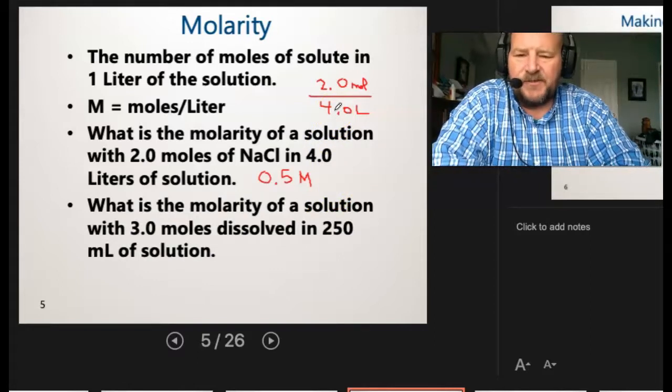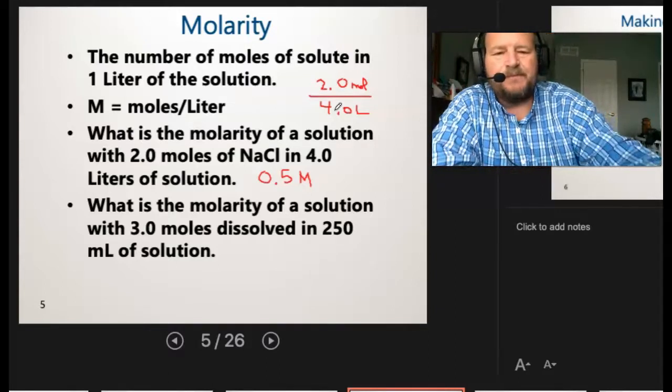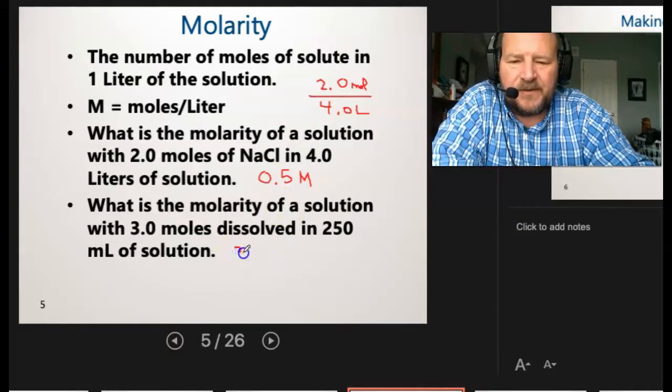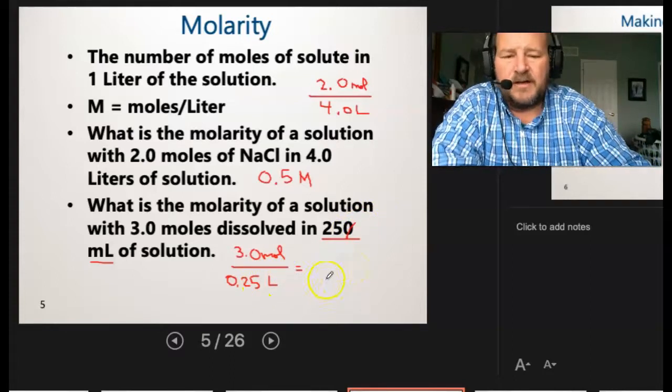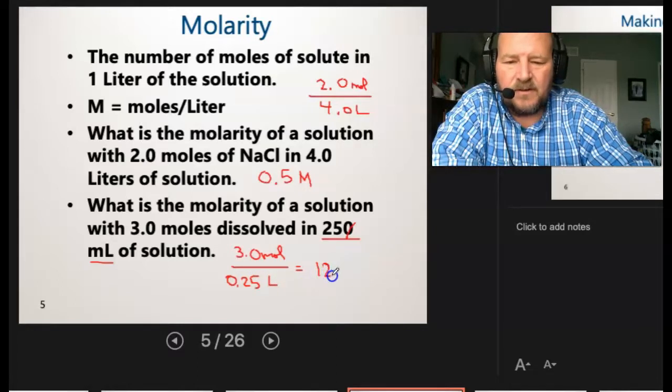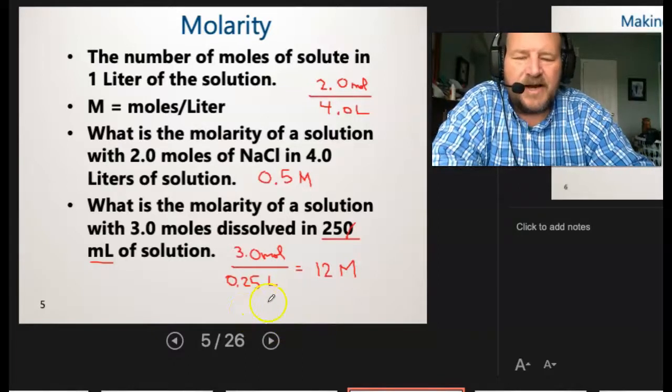What is the molarity of a solution with 3 moles dissolved in 250 milliliters of solution? So here it's going to be very similar. We're going to take 3 moles, put that on top. But remember, it's per liter, and I've got 250 milliliters. That's going to be 0.25 liters. Right here, the 0 doesn't count, so I didn't put it down here. 2 sig figs. And so that's going to be 12 molar. All right, so that's quick and easy calculations there.